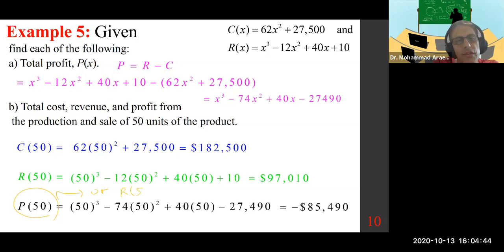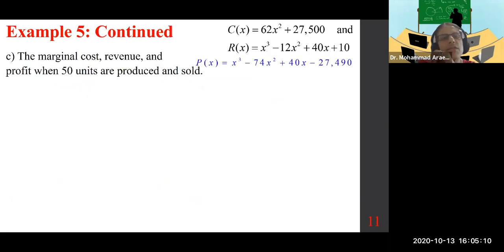Or R of 50 minus C of 50 would be faster. So subtract 182,500 from 97,010, and that gives you the same answer. Subtract the blue one from the green one. That's another way of doing that, class. So for the last part, you can do it that way. I hope everybody's clear on that.